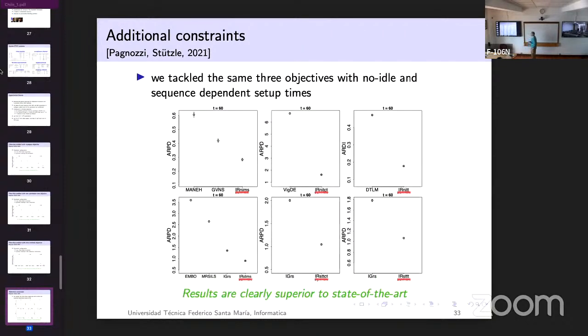And also we tackled the same three objectives with no idle and sequence-dependent setup times. And here, always the red one is the one that we take. In all 6 cases, the makespan, the total completion time and the total tardiness, it's the best one. Here, the results are clearly superior to the state of the art. This is the state of the art.